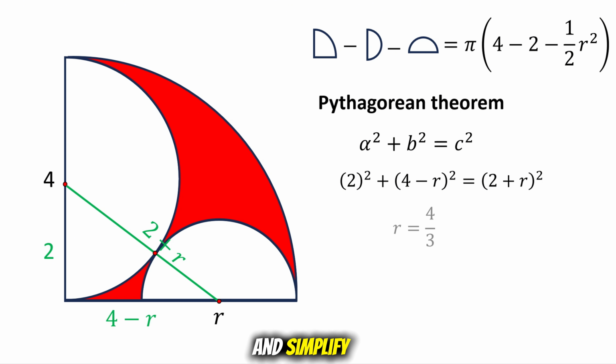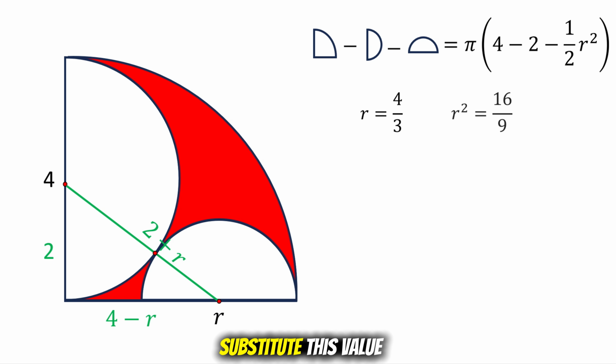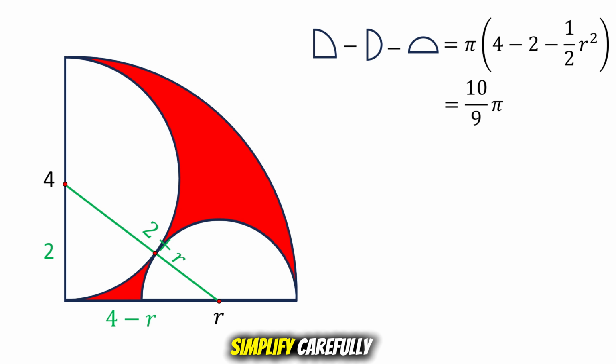When we expand and simplify, we find that r equals 4/3. That means r squared equals 16/9. Finally, substitute this value back into our shaded area formula. Simplify carefully. That becomes 10/9 pi, so the area of the red shaded region is 10/9 pi.